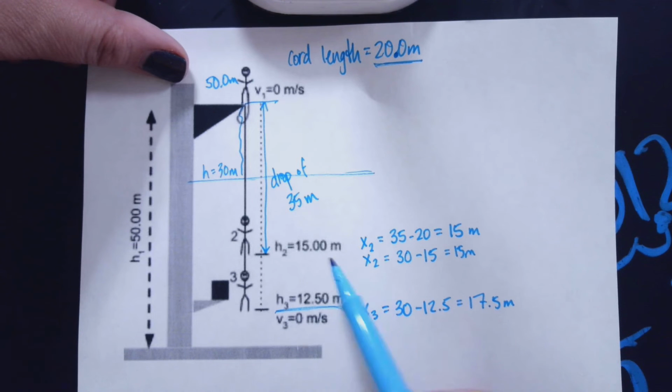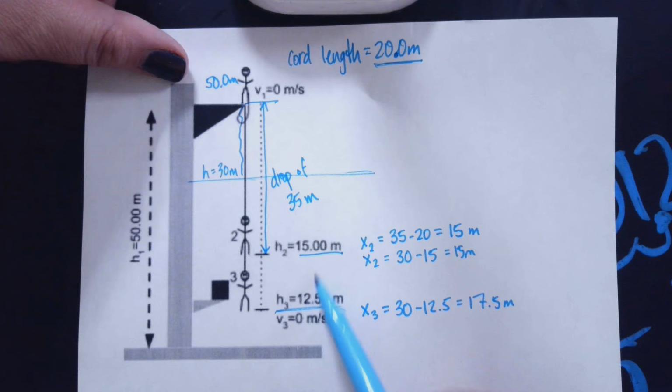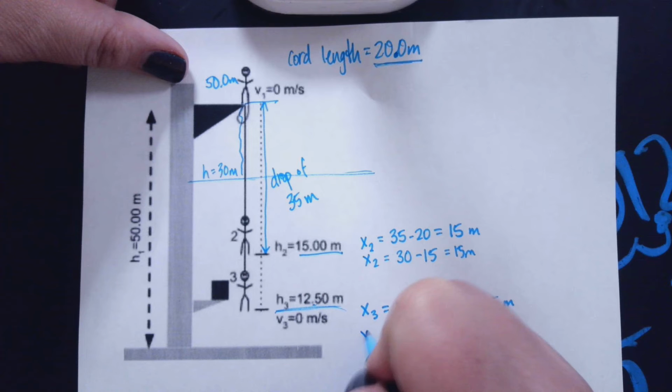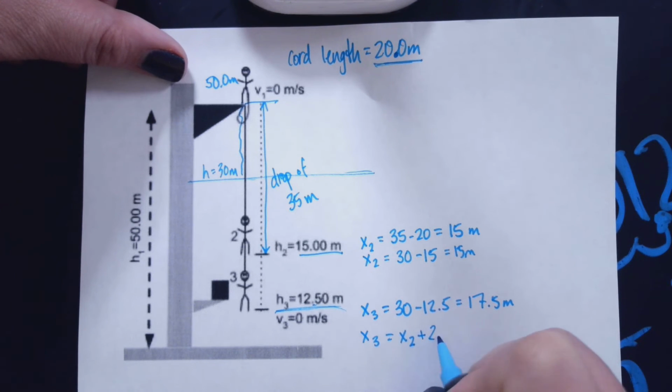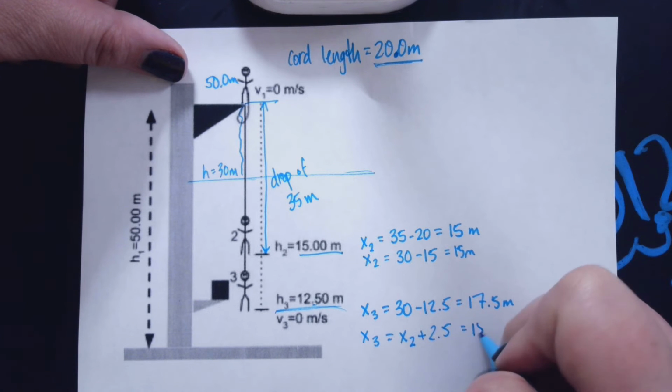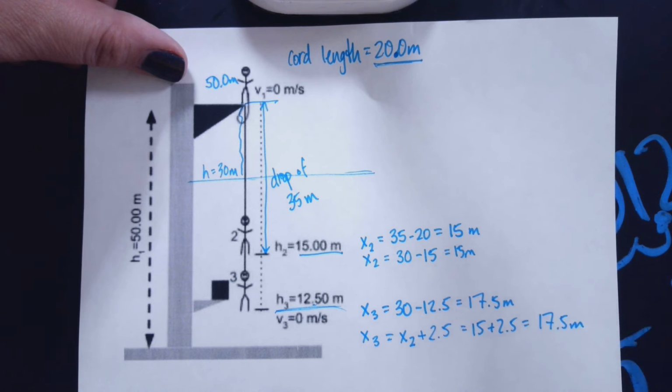Another way you could do it, you could say that at the height of 15, if you go down 2.5 more meters, you get to a height of 12.5. So you could say, hey, the stretch is 15. The stretch is, so this is X2, the stretch at point 2, plus another 2.5 meters. So that would be 15 plus 2.5, which is also 17.5.